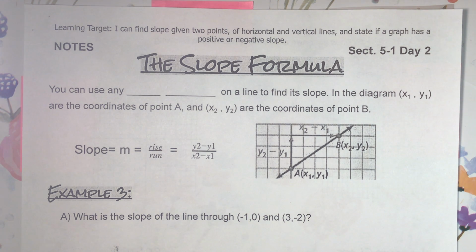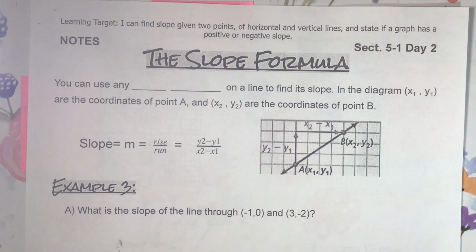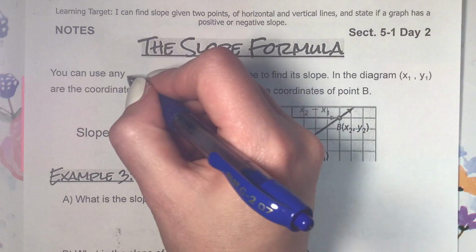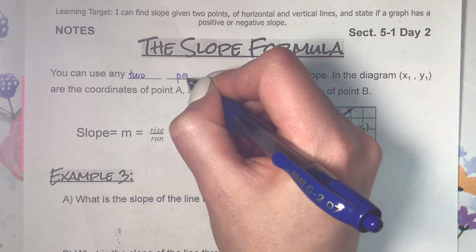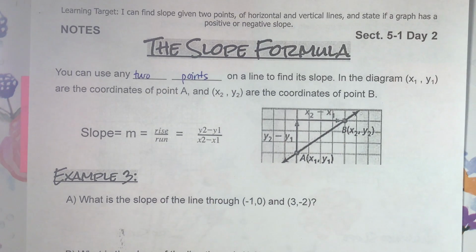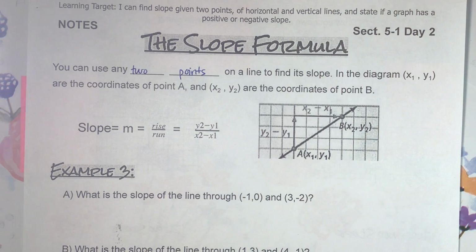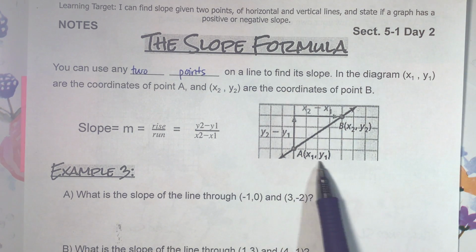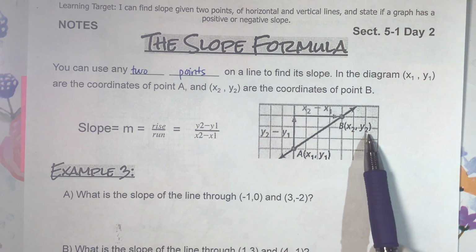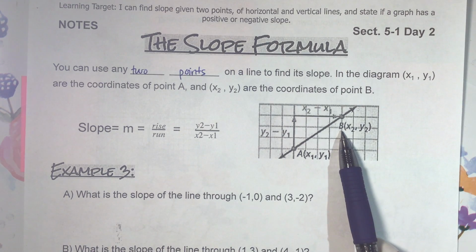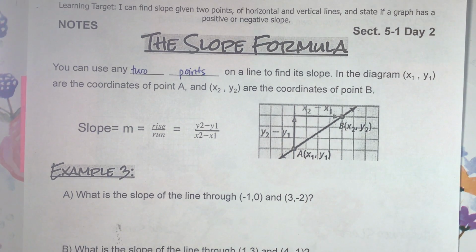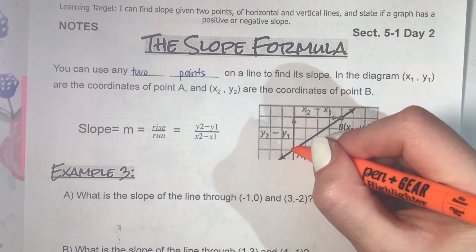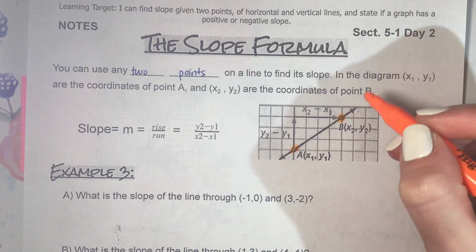Okay, so what can we do to calculate slope? First of all, you can use any 2 points on a line in order to find slope. In this diagram, x sub 1 and y sub 1 is point A. That's how we have it labeled. And x sub 2 and y sub 2 is point B. So here's what we have going on. We have 2 points on a line, so point A and point B.